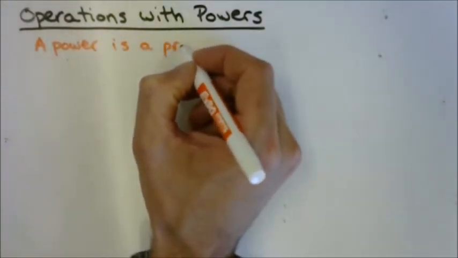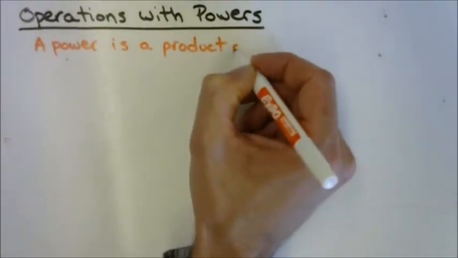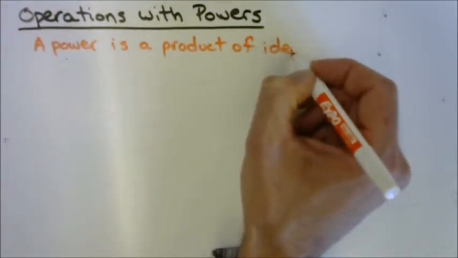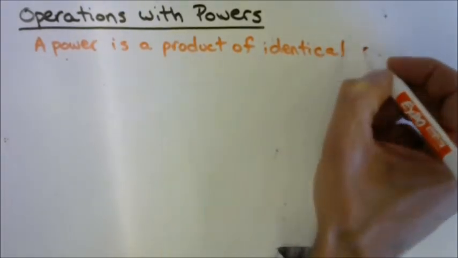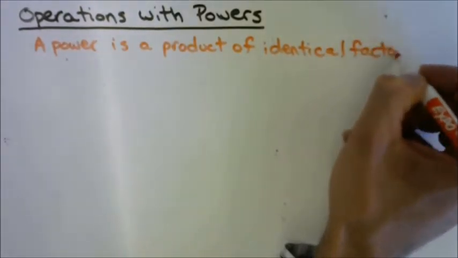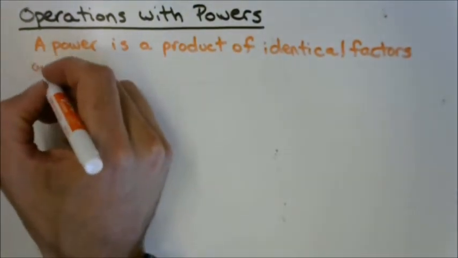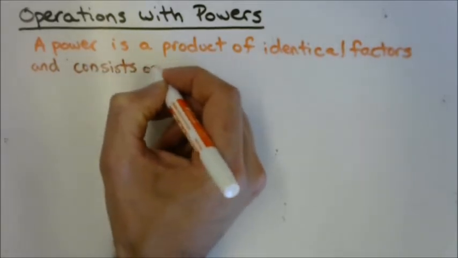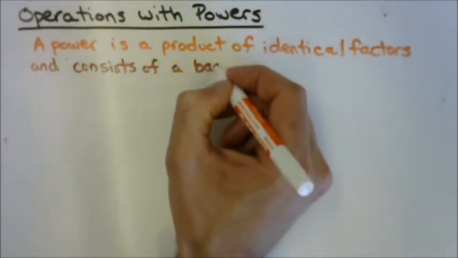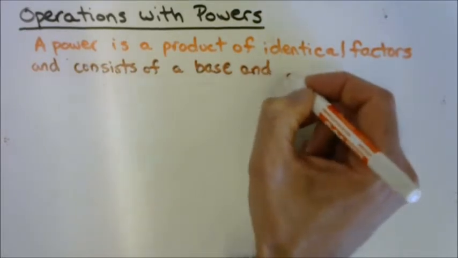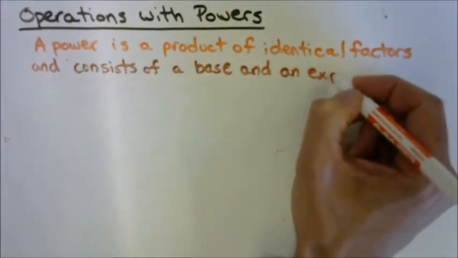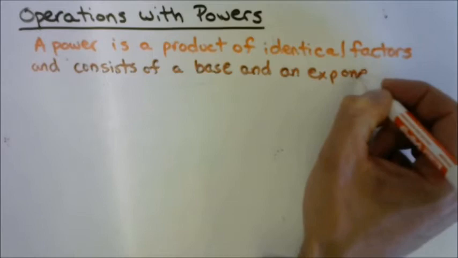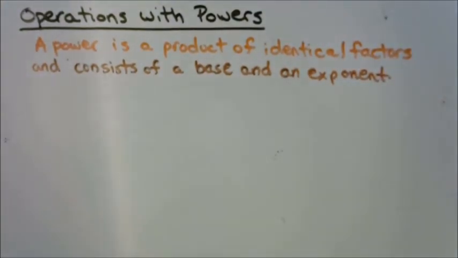A power is a product of identical factors and consists of a base and an exponent. A power is a product of identical factors. It consists of a base and an exponent.